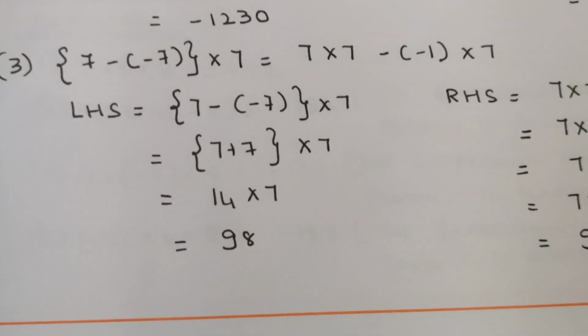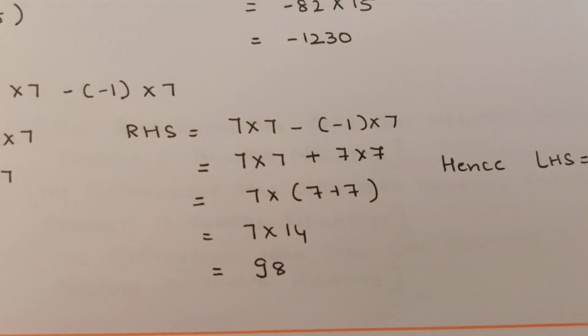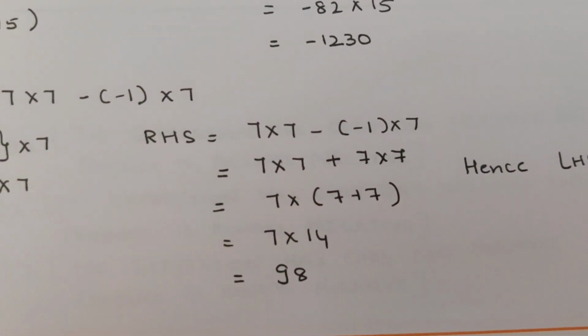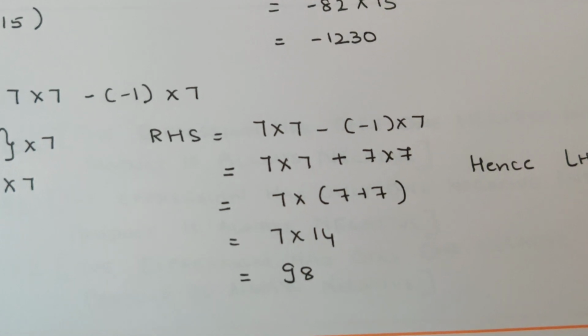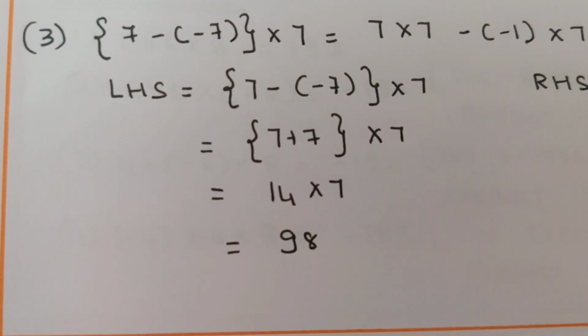So now moving on to the third sum, that is also very similar. We try to solve the LHS and then we try to solve the RHS. If both LHS and RHS are equal, we will mention that LHS is equal to RHS, hence the sum is verified.